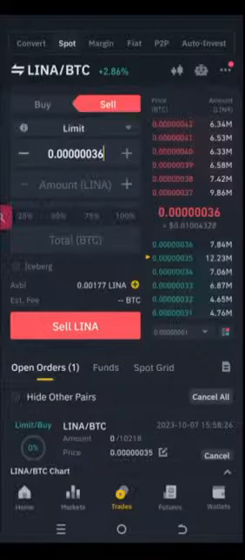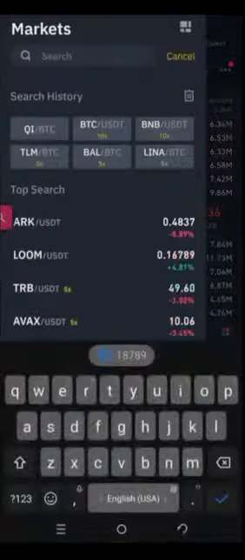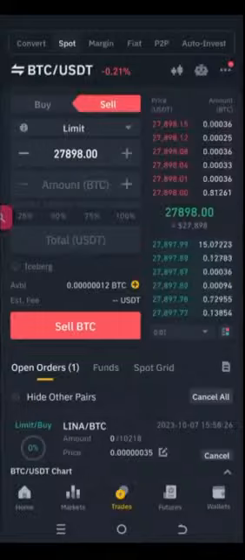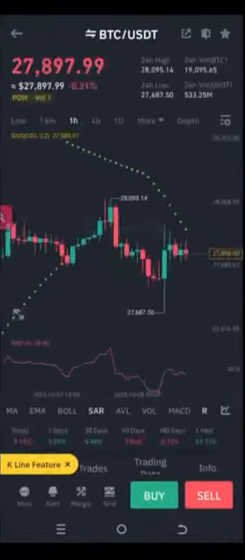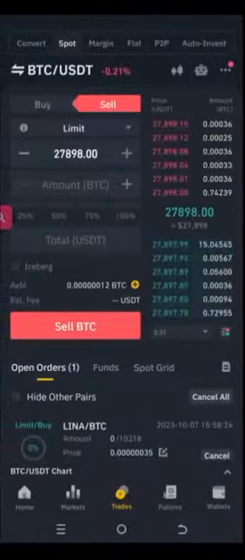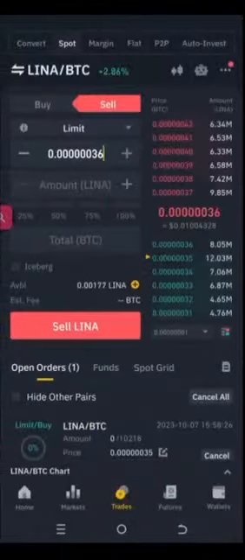Let me show you what BTC is doing here. BTC currently is much lower than we bought it. We bought BTC at 27,933, but right now it's 27,898. So the price has gone down, and it doesn't make any sense to try to sell back. So what we just have to do is look for another opportunity that will give us a chance to quickly buy and quickly sell.